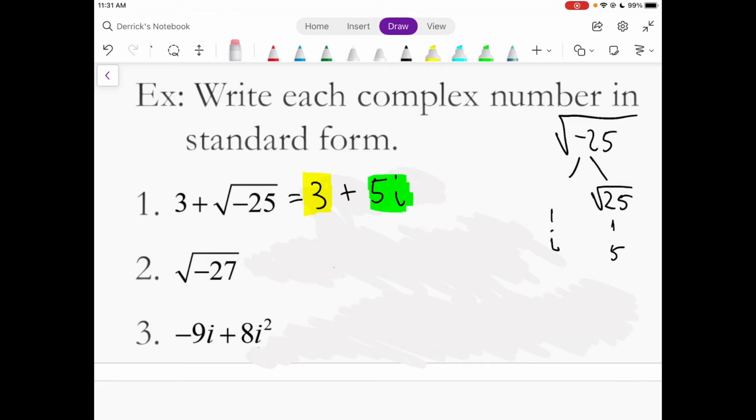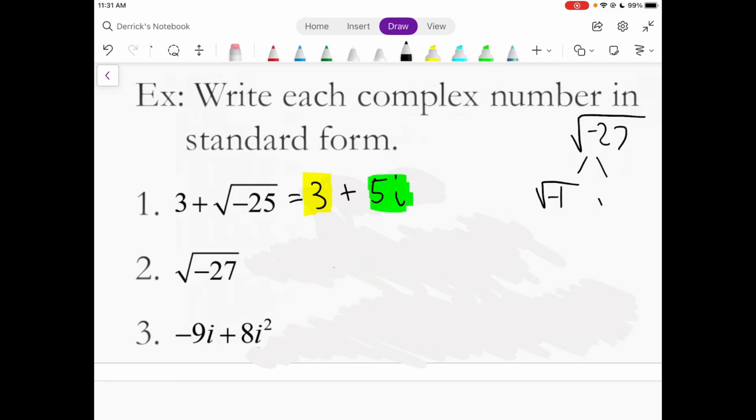Looking at the second example, we have the square root of negative 27. It's all by itself, so no matter what, our first step is to try and simplify this out. Again, just like any other time we're square rooting a negative number, our first step is to split this up into the square root of negative 1 and the square root of the positive version, 27.